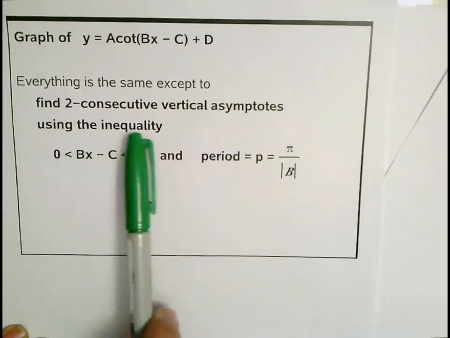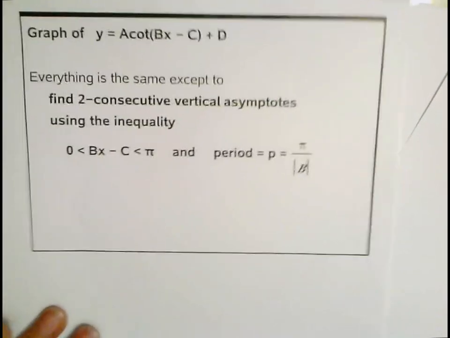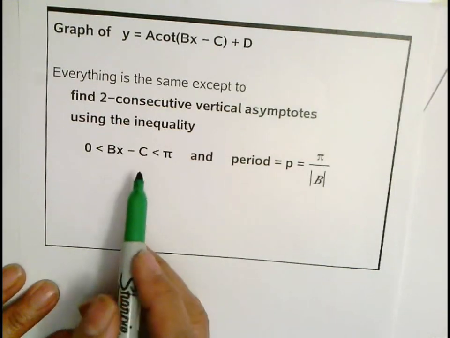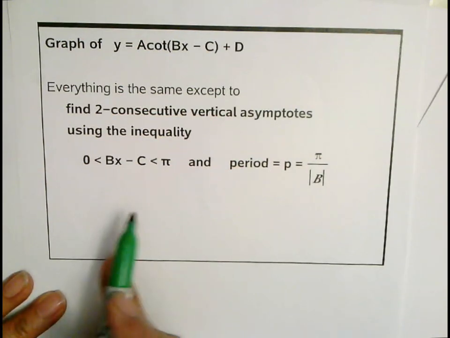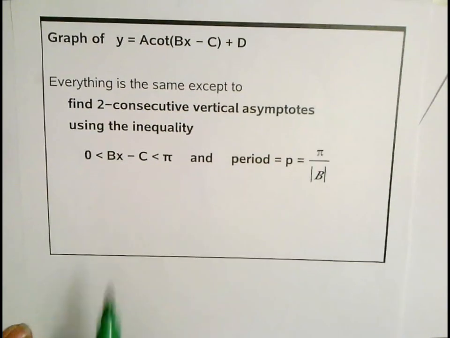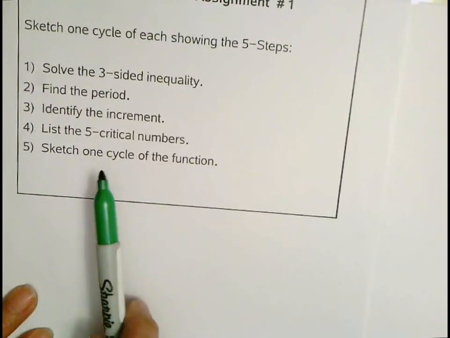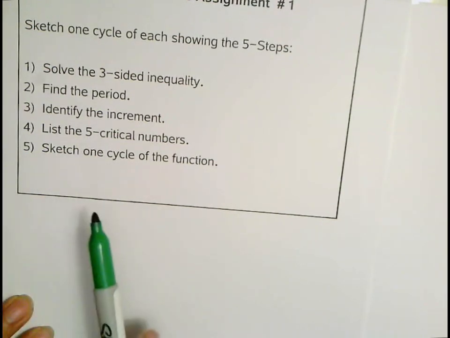So to find two consecutive vertical asymptotes for the cotangent function, we're going to be using this inequality right here. We put the bx minus c between 0 and pi. So this is what you have to remember: a new inequality for the cotangent function. But the period formula is the very same. Also, we're going to be using our 5-step procedure. Solve the inequality, find the period, find the increment, find the 5 critical numbers, and then sketch one cycle.